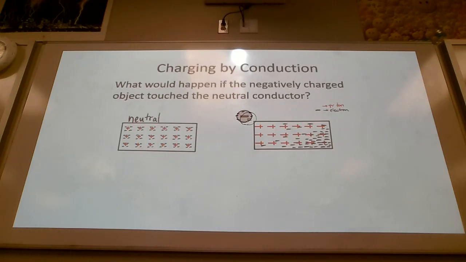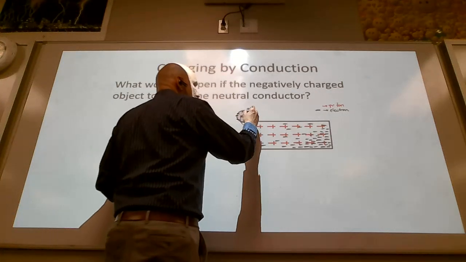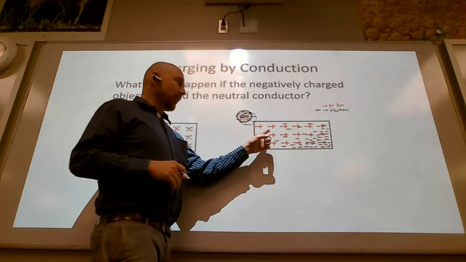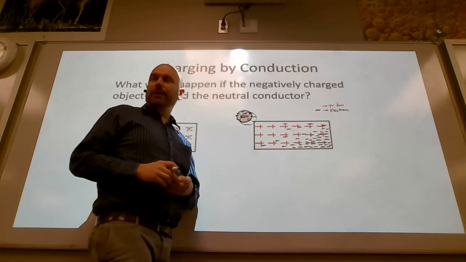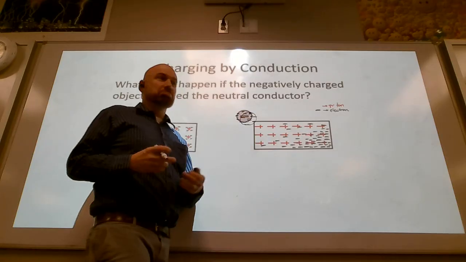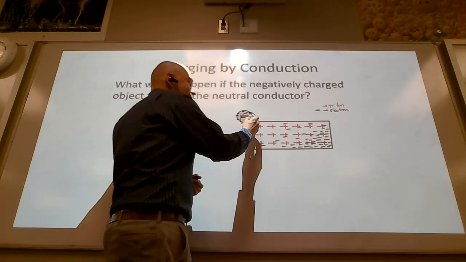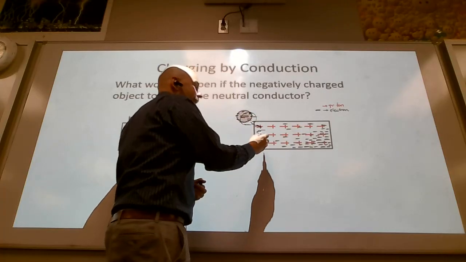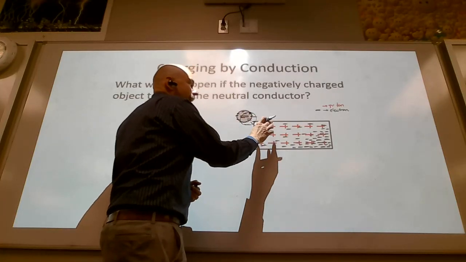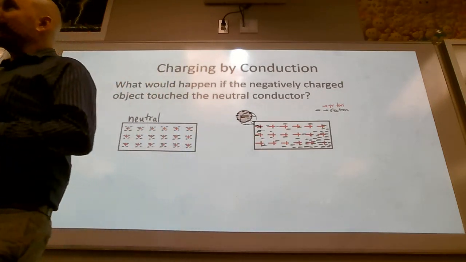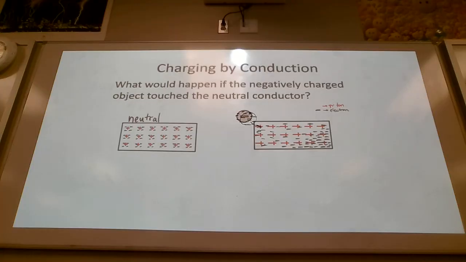Okay, so if you're an electron, where would you rather be? In this negatively charged object, over here where you see some exposed protons? Protons look way better than a bunch of electrons. And so they're like, boom, we're out. And so they come over here, and this now becomes what charged? Negatively charged. Okay, charging by conduction, contact. Okay, good with that?